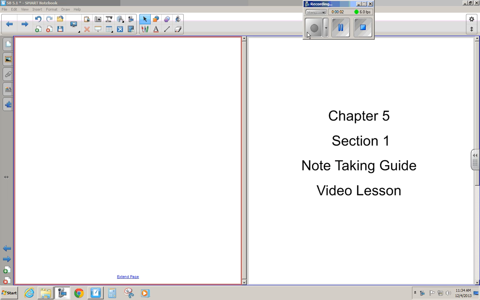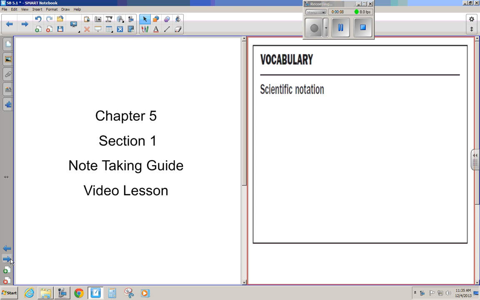Welcome to Chapter 5, Section 1, Use Properties of Exponents. So to begin with, we're going to look at scientific notation. Scientific notation is a method in which large or small numbers can be rewritten using properties of exponents.